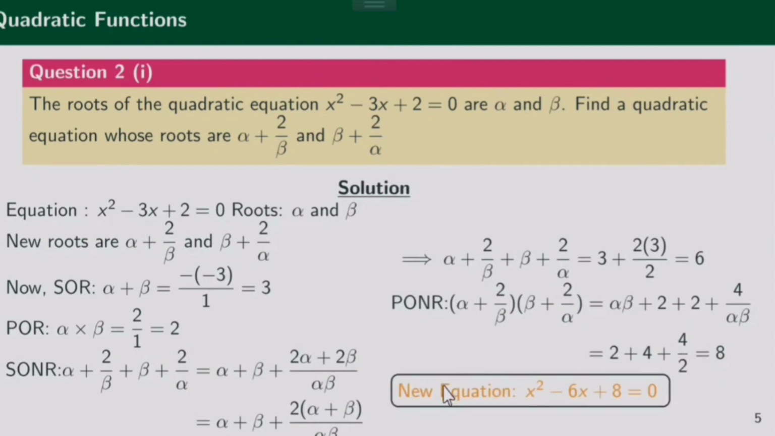Now I'm done. So I can form the new equation by writing x squared minus the sum of the new roots, which is 6, and I add the product of the new roots, which is 8, and I equate it to 0. So this is the new equation which we have formed.